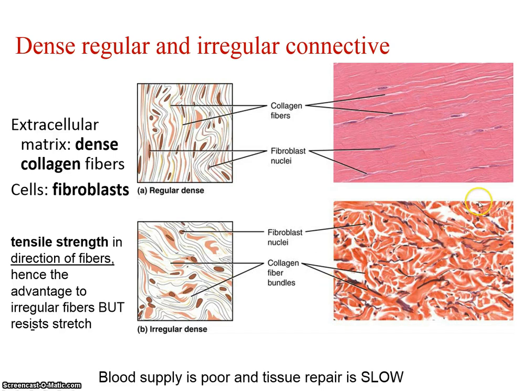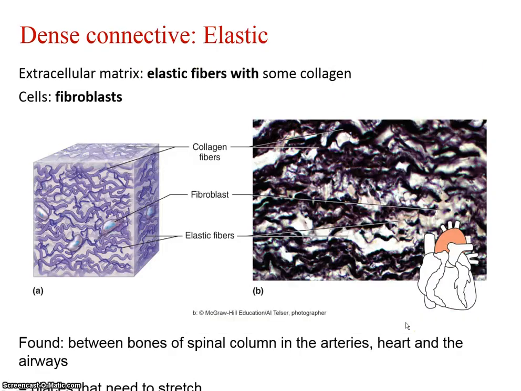So here, dense irregular, which is very common in our skin, which can undergo a lot of impact in various directions and pull and twist and stress and strain. This irregular gives us, again, strength in the direction of the fibers. Okay, so we've got, again, dense collagen fibers. The cells are fibroblasts. The strength of the tissue is in the direction of the fibers. So these irregular fibers can take a lot of different movement in a lot of different directions. The blood supply to this tissue is actually poor, and you don't see any blood vessels in here. If it's damaged, it tends to take a long time to repair.